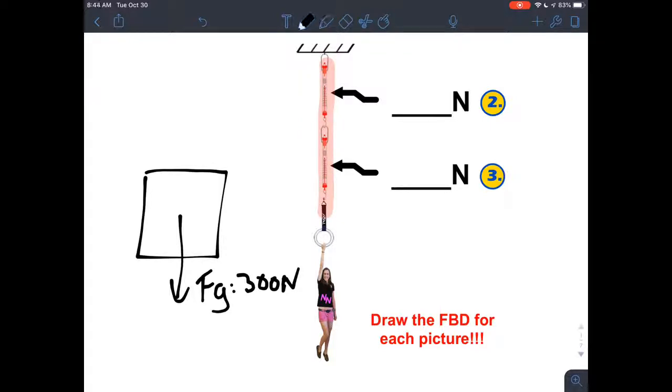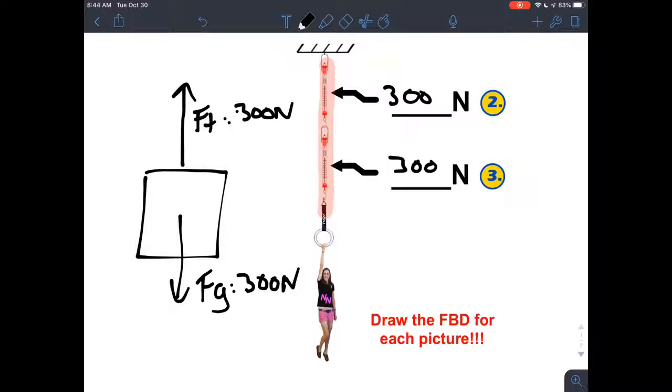And if you'll recall the demo yesterday, it does not matter how long that source of tension is. It could be a really, really long rope, could be a very, very short piece of string. It doesn't really matter. The tension throughout that support is going to be the same. So even though there's 2 scales, both of those scales are going to read the same thing. They're still going to read 300 newtons.